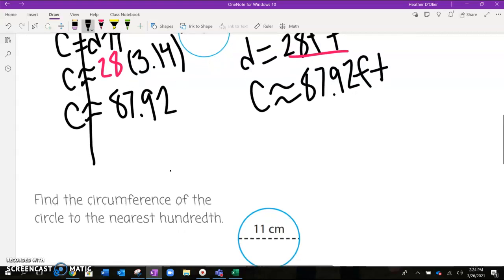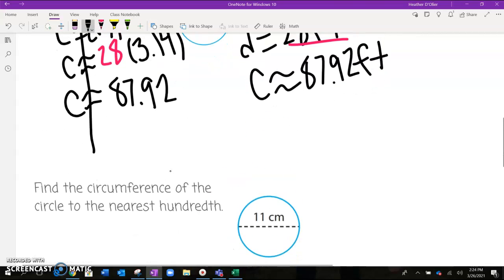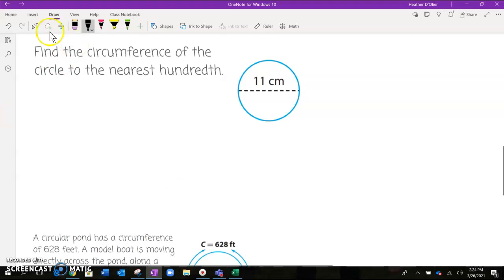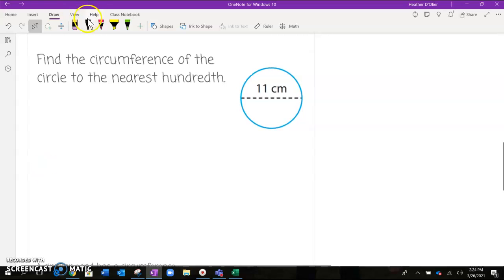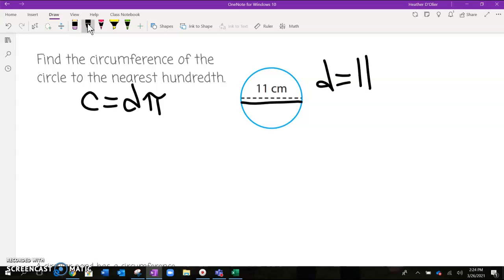We went from the more challenging one to the easier one. This one, they actually gave me diameter. It's a little nicer when they give you diameter first. So remember, I'm going to start off by writing the formula. Circumference equals diameter times pi. Right here, they gave me diameter. The diameter is 11 centimeters, and it's a really good strategy to immediately say what the radius is. So if the diameter is 11, half of that is 5.5. I'm not going to need it, but it's good practice.